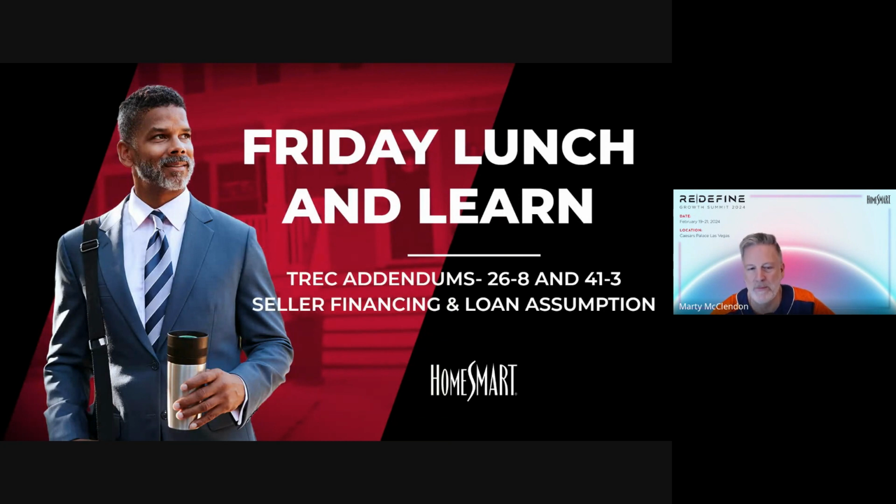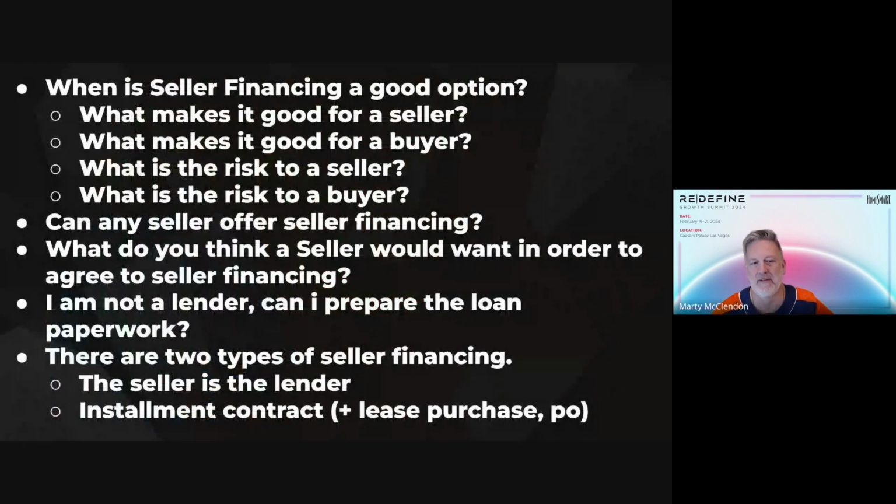As I said, there's two forms, the form 26-8 and 41-3. So the first thing is the seller financing. And really just think about this. When is seller financing a good option? Well, typically when the owner owns a property free and clear and they don't need all the proceeds right at once, or maybe it was an investment property where they didn't live in it for more than 2 years in the last 5, where they have a capital gains penalty if they sell it.